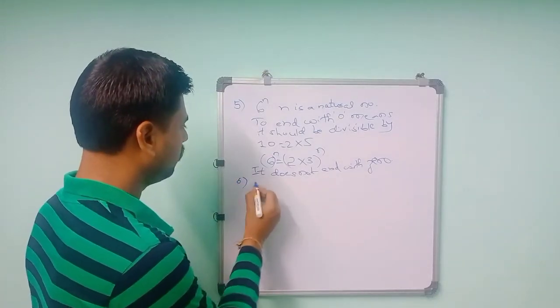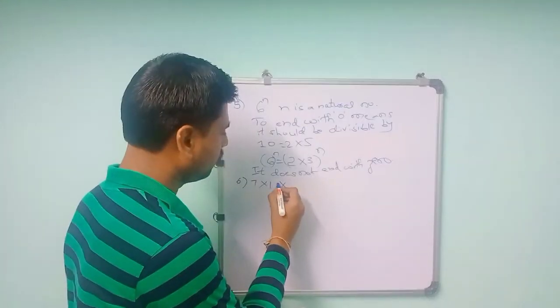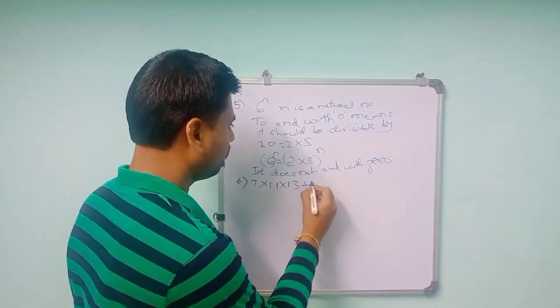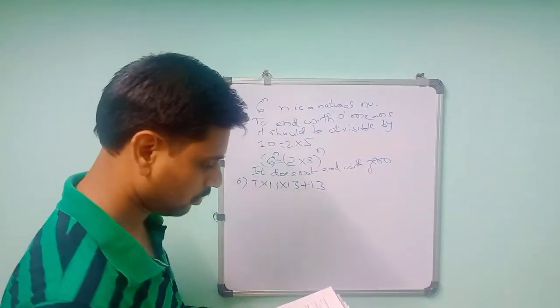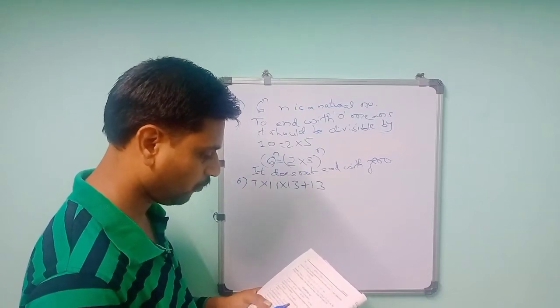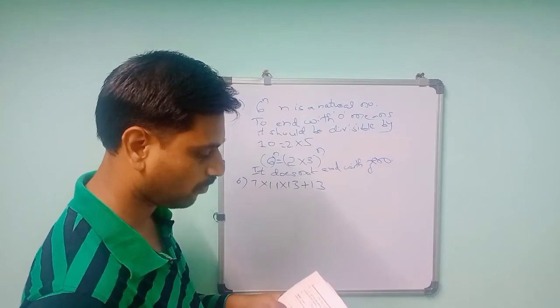Sixth one: 7 into 11 into 13 plus 13. And one more sub-question is there: 7 into 6 into 5 into 4 into 3 into 2 into 1 plus 5. These are composite numbers, so you have to prove they are composite numbers.